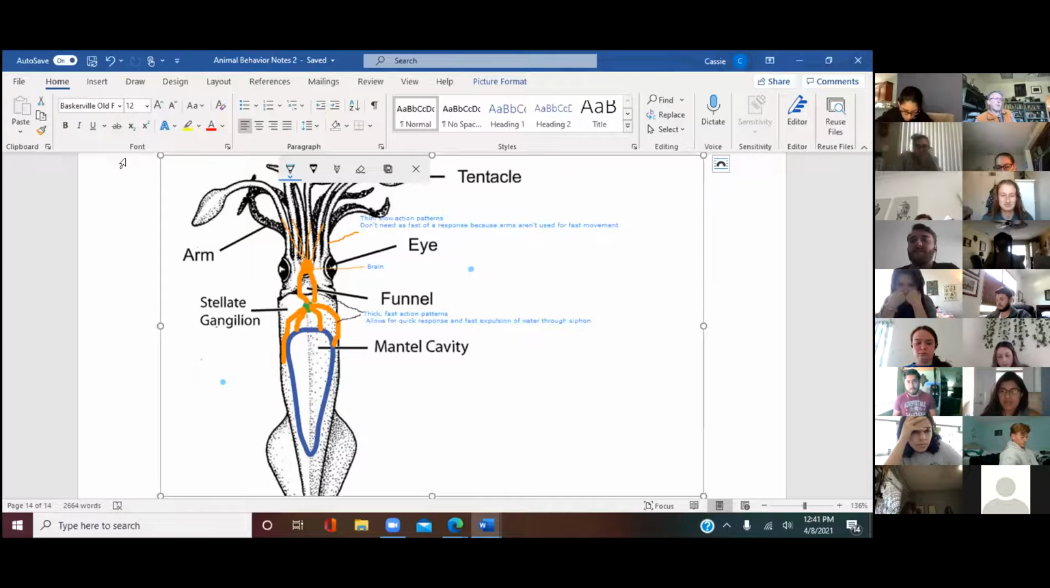Okay. What type of synapses are going to be more valuable for processing? Chemical or electrical? Electrical. What type of synapses are going to be more valuable for processing? Chemical or electrical? Chemical? Chemical. Why?